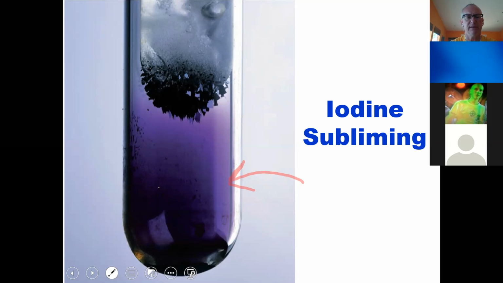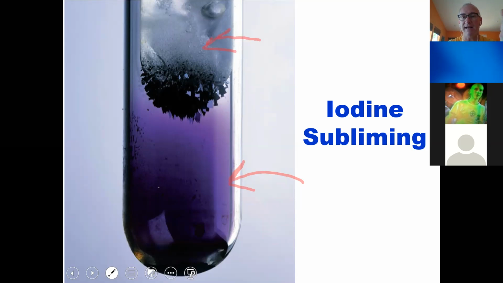40, 50 degrees. So if you have iodine gas and you put it in a tube with some ice in it, it goes directly from a vapor to a solid. And you get these really, really beautiful dark purple crystals.